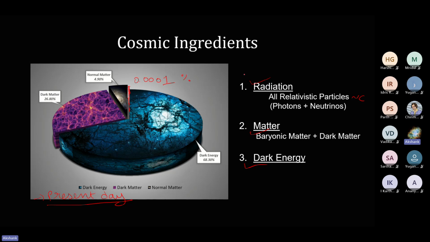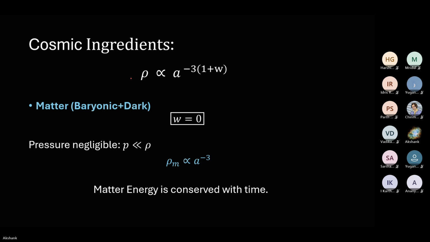Okay, so you have three main cosmic ingredients. You have radiation, matter, which is both this normal or baryonic matter and the dark matter, and then you have the third, dark energy. So again, you have this equation for density, and for matter, w equals 0. What does that mean? That pressure is almost 0. Matter exerts no pressure. Got it?